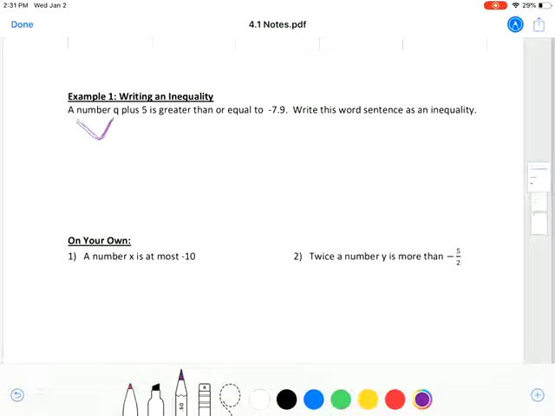So if I want to write this as a math sentence, I'm just going to bring down this Q because it's saying our variable is Q. And then plus 5. I'm breaking this down step by step. I know that plus 5 means to add, so I'm going to say Q plus 5. And then our second part says "is greater than or equal to."